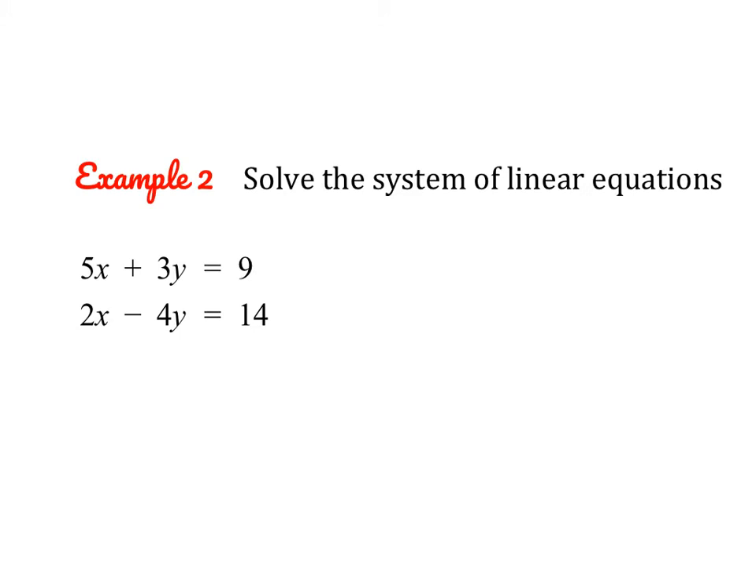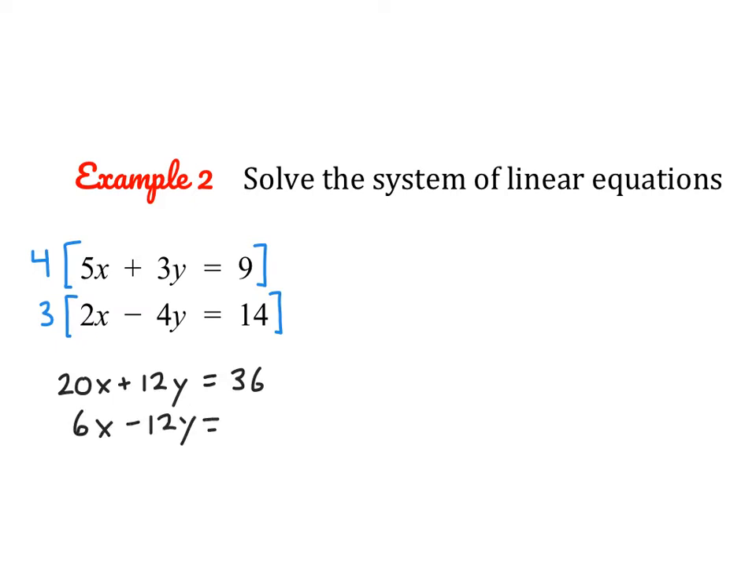Alright, here's an example where we're going to need to multiply both equations. So I think that I'm going to eliminate the y's. However, you could absolutely eliminate the x's and get the same answer. So I'm going to multiply my entire first equation by 4, and I'm going to multiply my entire second equation by 3. So we have 20x plus 12y equals 36, and 6x minus 12y equals 42.